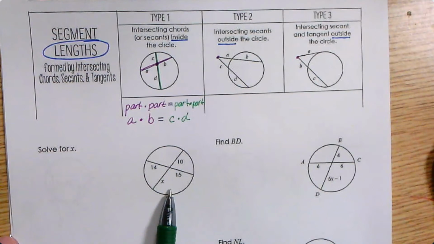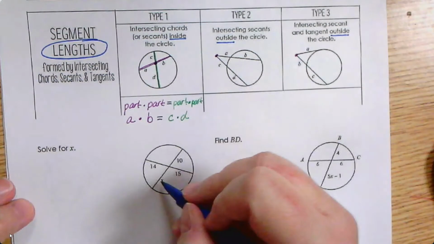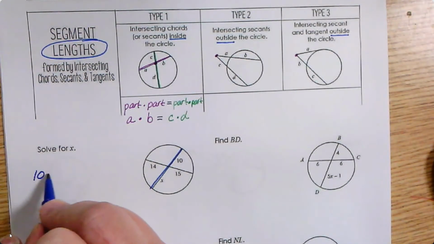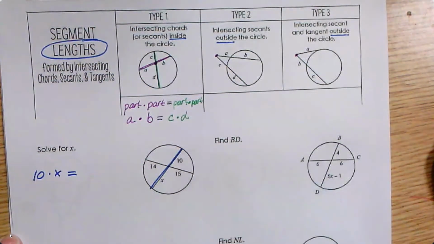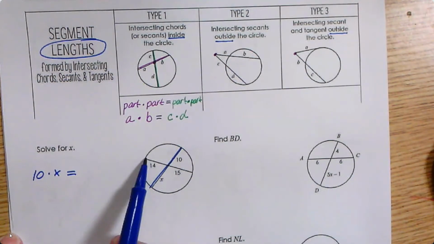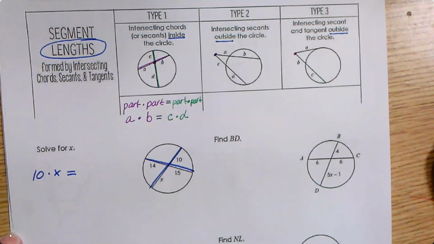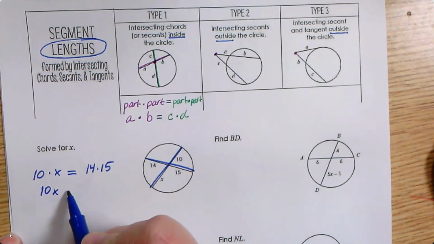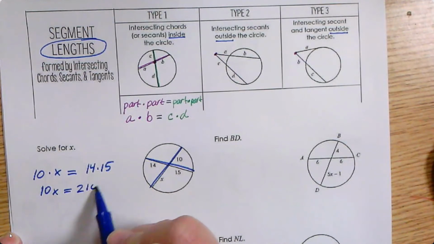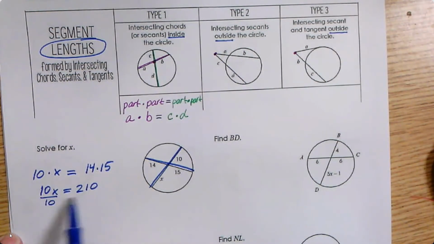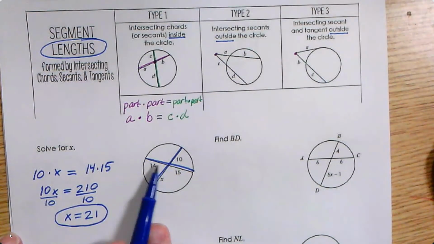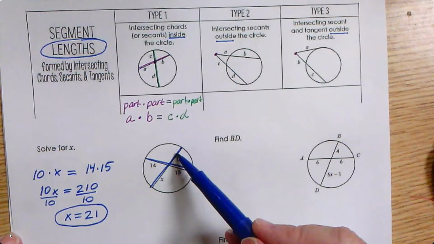Okay, solve for x. This is all one chord, so the 10 and the x together. So 10 times x equals, and then all of this is one chord, the 14 and the 15, so I'm going to multiply 14 times 15. 10x over here, and 210 over here. Then I divide both sides by 10, and I get x is 21. So part times part of one chord equals part times part of the other chord.